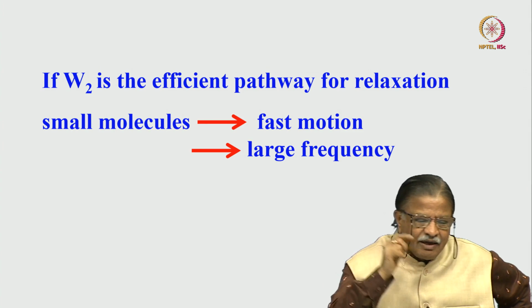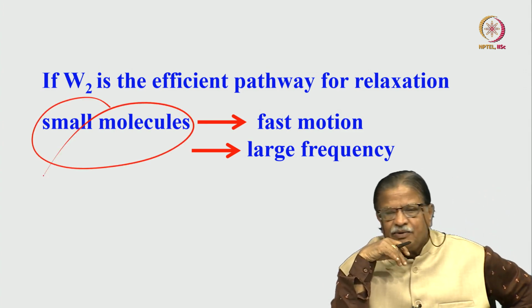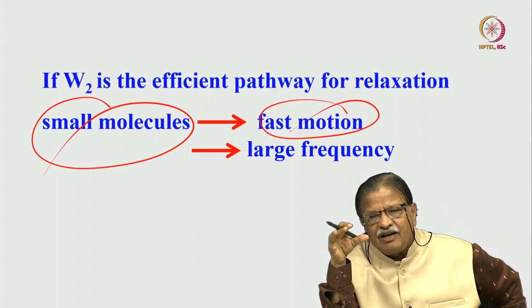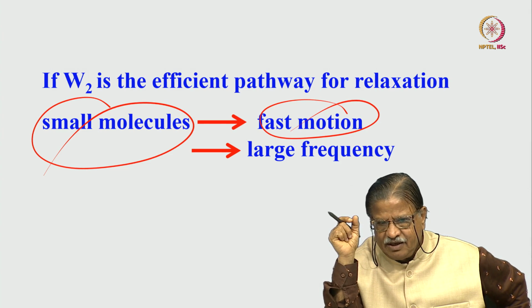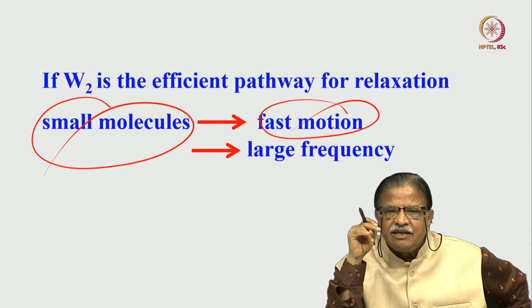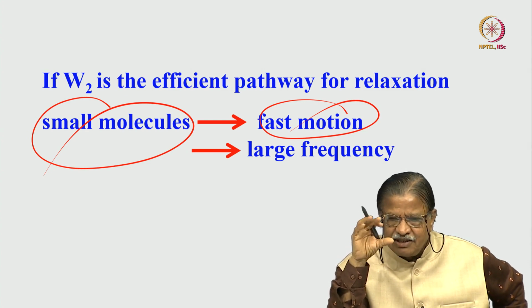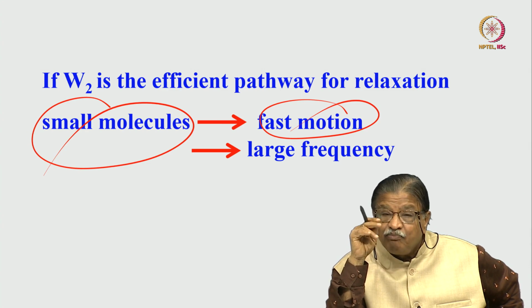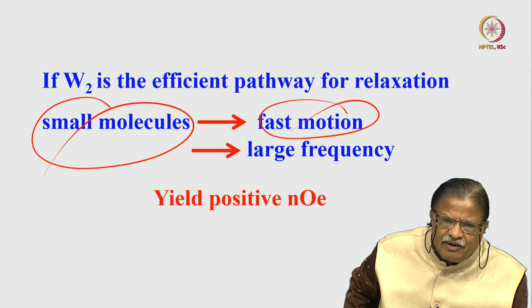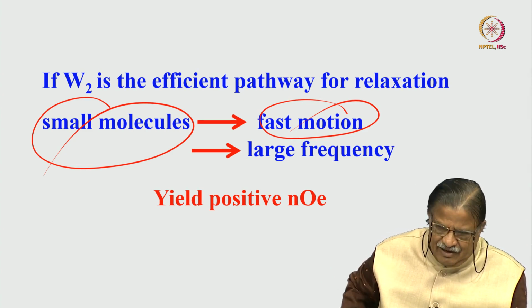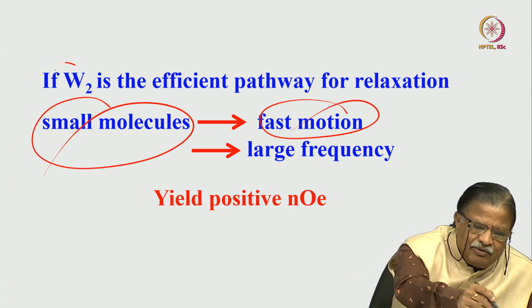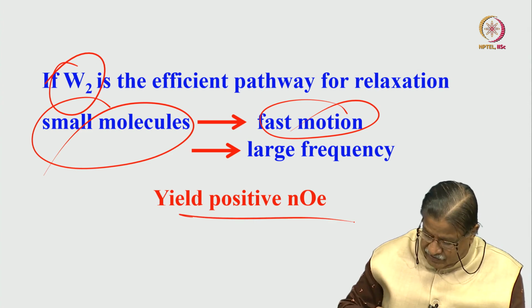it can happen in the case of small molecules where there is fast motion and the frequency of tumbling is larger. So this W2 relaxation pathway is dominant for small molecules undergoing fast motion. That is where you get positive NOE. All right, that yields positive NOE. Small molecules generally, of course, depending upon various phenomena like Larmor frequency, etc., will have a W2 relaxation pathway and give positive NOE.